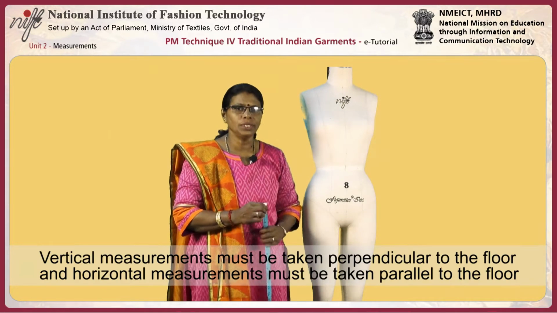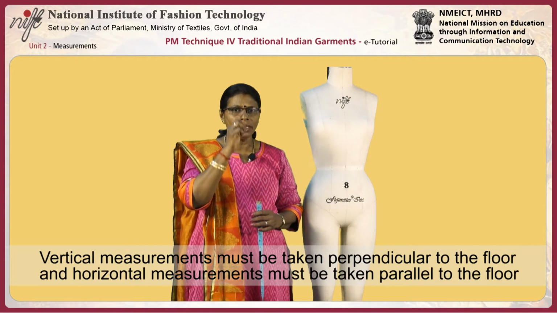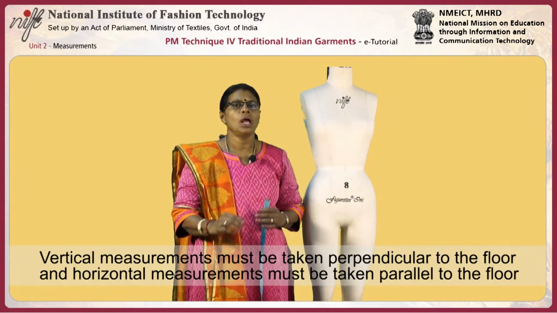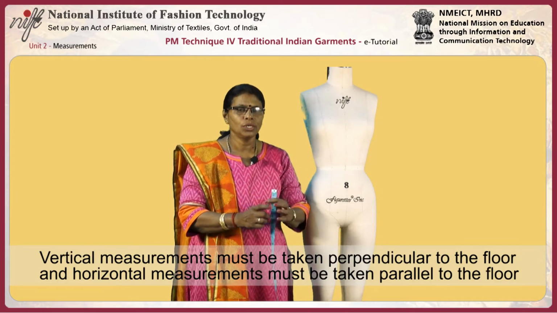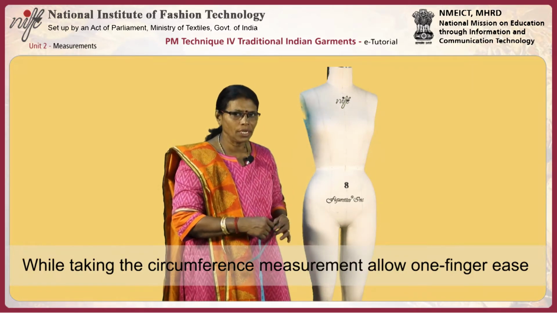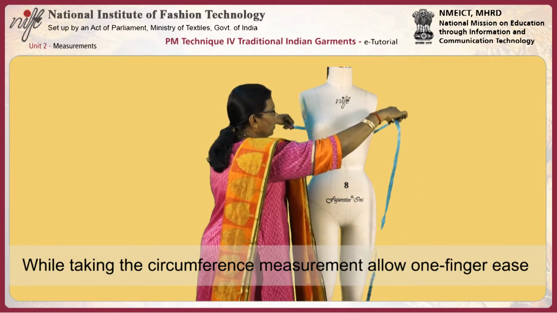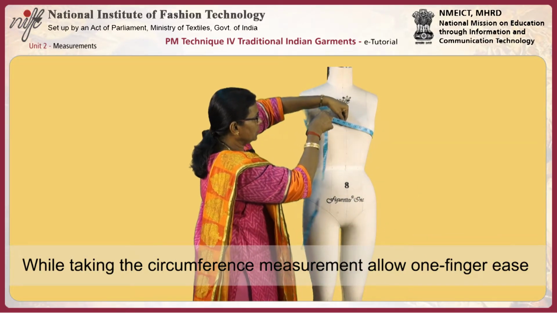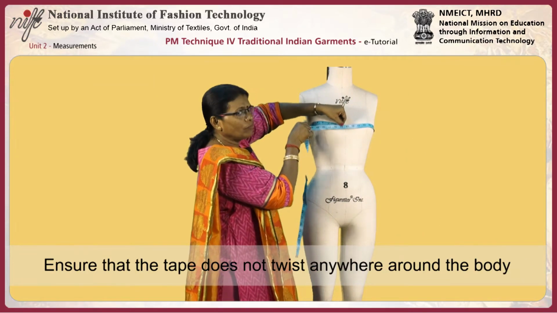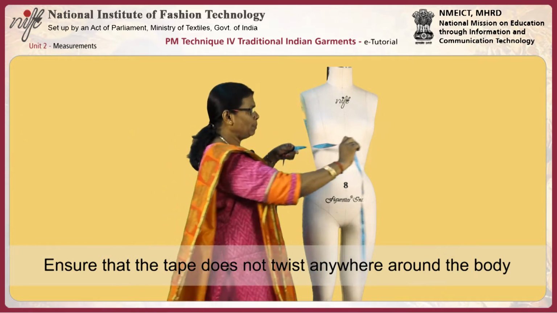While taking the measurement, we should be very careful. All the vertical measurements should be perpendicular to the floor and all the horizontal measurements should be parallel to the floor. Whenever you are taking a circumference measurement, we should allow one finger ease and should be careful not to twist the tape at any place.